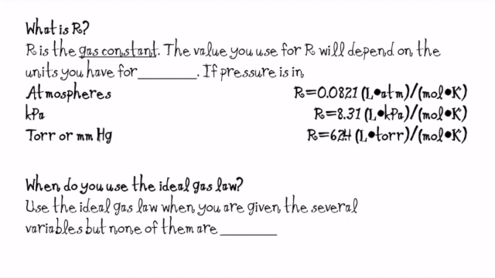What is R? R is the gas constant. The value you use for R will depend on the units that you have for pressure. If pressure is in atmospheres, R is 0.0821. When do you use the ideal gas law? Use the ideal gas law when you are given several variables, but none of them are changing.